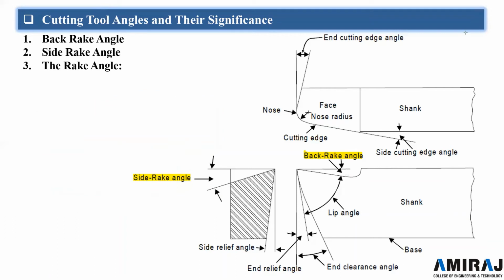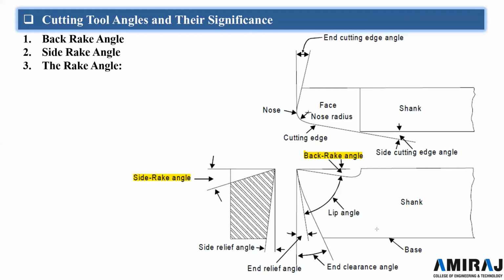Now the rake angle has certain functions which it has to complete. The first function is that it allows the chips to flow in a convenient direction, as I explained earlier. It reduces the cutting force that is required to shear the metal. As there is more rake angle, less cutting force is required, and it improves the surface finish. Okay, and this is about the rake angle.